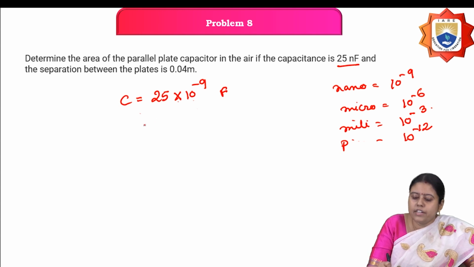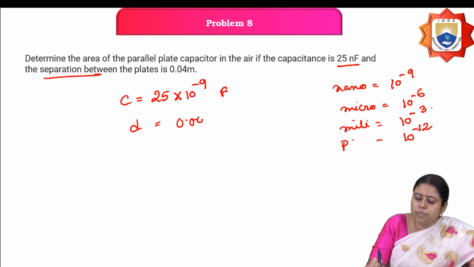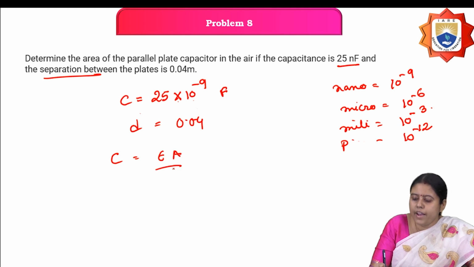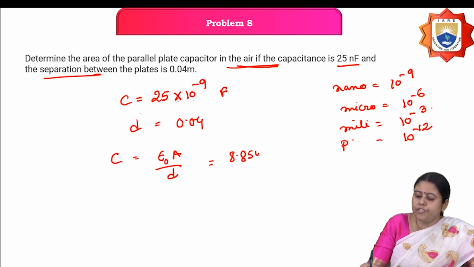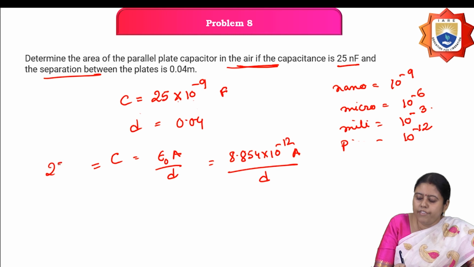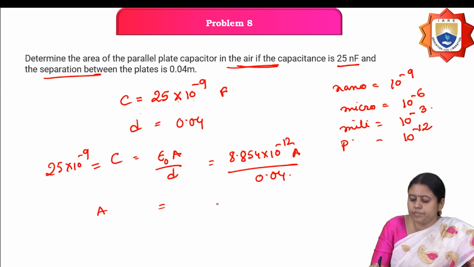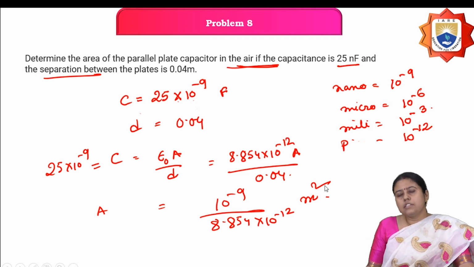The separation between them means D is equal to, separation means the distance between two parallel plate capacitors is 0.04 meter. So C is equal to epsilon A by D, and the capacitor is air filled, so epsilon naught, 8.854 into 10 to the power minus 12, A by D is equal to, what is the capacitance value? 25 into 10 to the power minus 9. What is the value of the D? D value is 0.04. So if we calculate this, we can get A equal to 10 to the power minus 9 by 8.854 into 10 to the power minus 12, and the unit will be in meter square. So this is our problem number 8.